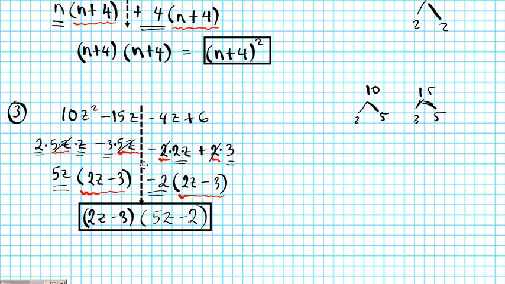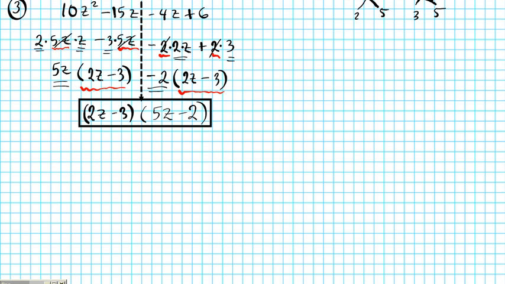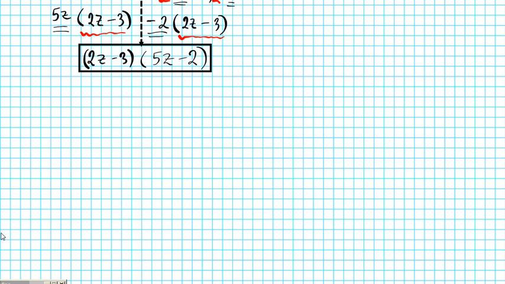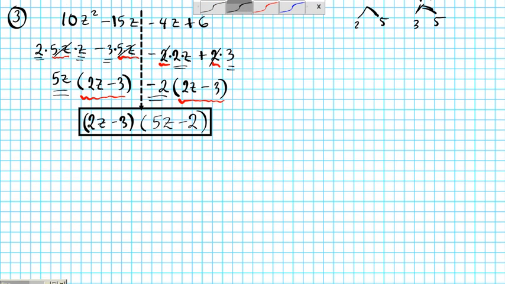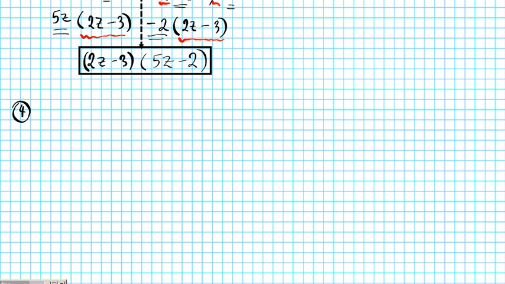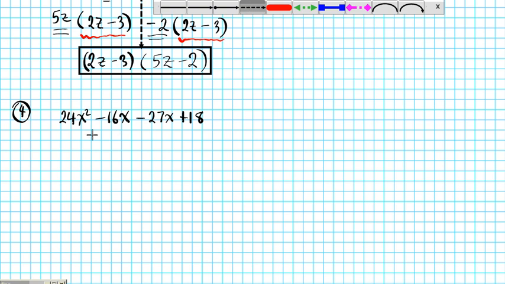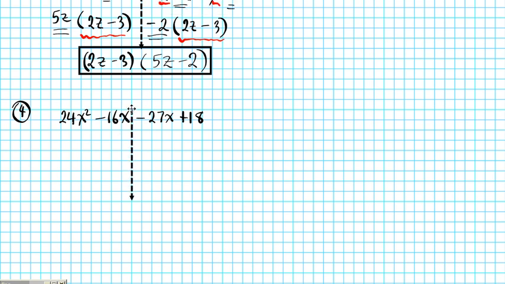Okay, let's try another example where you have a minus in the center and see if we can get it correct. So in this one, what number are we on? Number 4. So number 4 we're going to try 24x squared minus 16x minus 27x plus 18. Alright, so what I'm going to do first is factor by grouping. Since we have 4 terms, I'll break it down the center. Now, let's break each pair down and see what we can pull out.